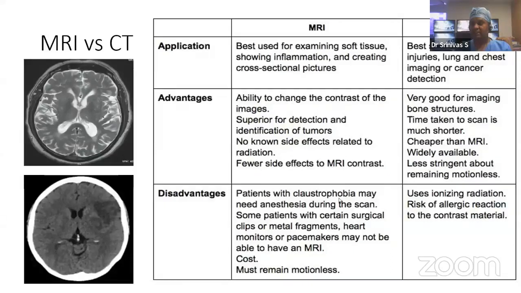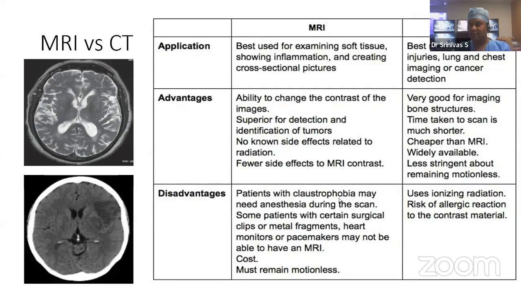The advantage of CT scan is it takes less time for screening, and it is good for bone structures. It is cheaper than MRI, more widely available than MRI, and less stringent about remaining motionless. That is, the patient has to be in the CT scan for only 1 to 2 minutes. So it is very comfortable for the patient to undergo the CT scan.